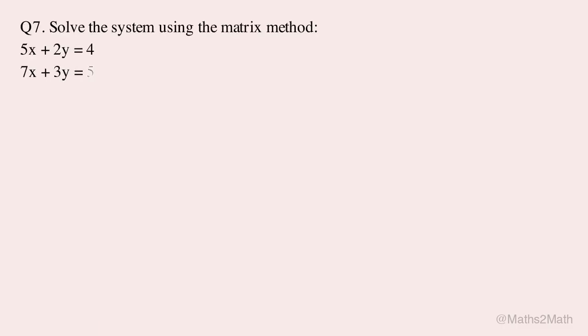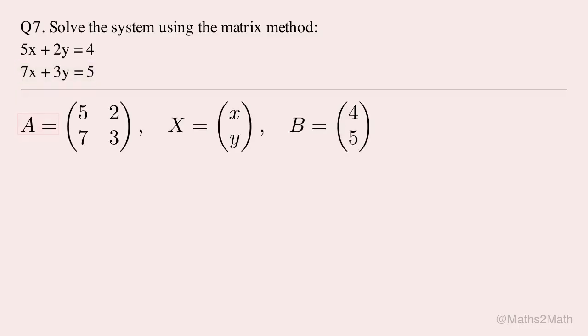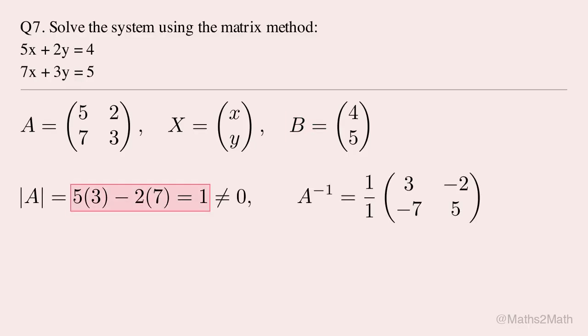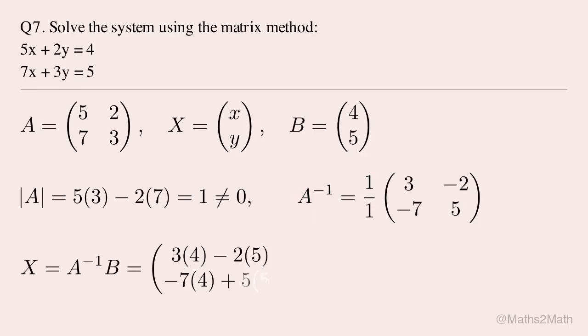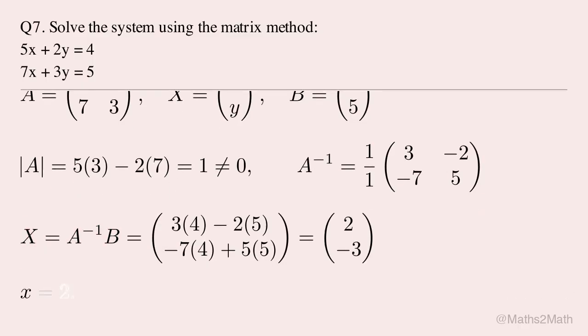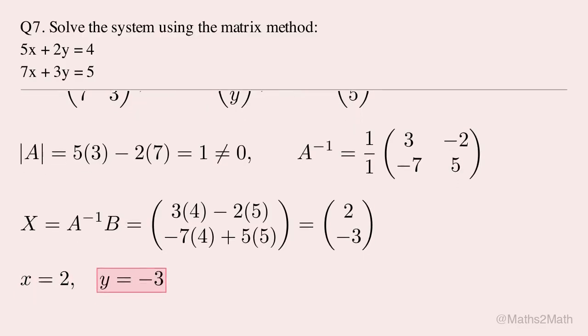Question 7. From here on we actually solve. The matrix method computes X as A inverse times B. First the setup, then the determinant, the inverse, and finally the product. Matrix form of the system. The determinant is 15 minus 14, which is 1, so the inverse is just the adjoint. Multiply A inverse by B, each entry a row times column sum. Reading off the column, x is 2 and y is minus 3.